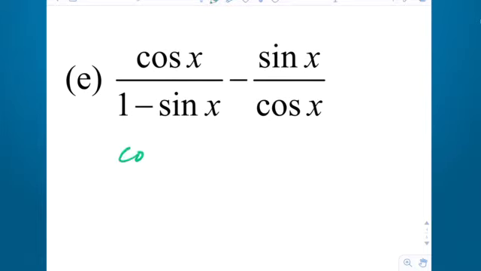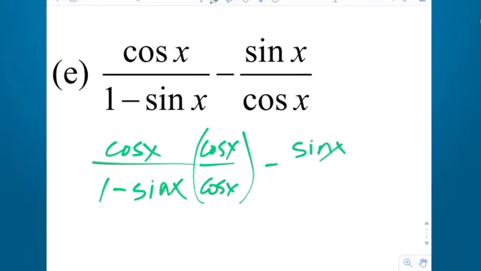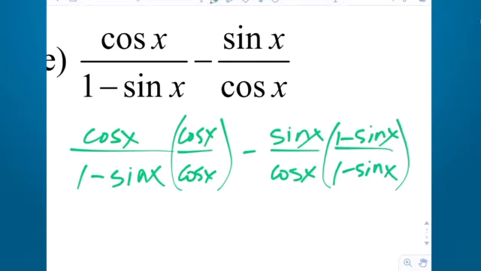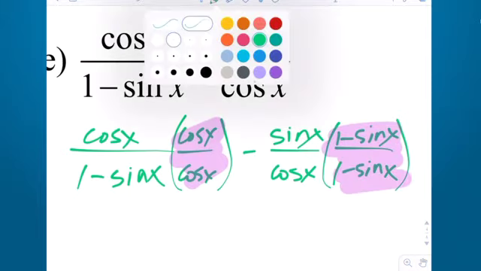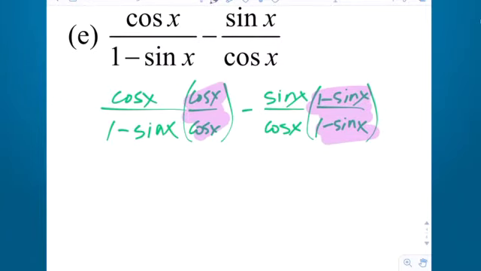Let's go ahead and on the next line we'll do this. Your common denominator is the product, 1 minus sine and cosine. So I'm going to multiply this one by cosine over cosine, and then minus sine of x over cosine x. It already has the cosine. It needs the 1 minus sine over 1 minus sine. See that? So all I did is I took each of those two and multiplied by a clever form of 1. And is that allowed? Yeah, 1 is the identity element of multiplication. And now my common denominator is the product.